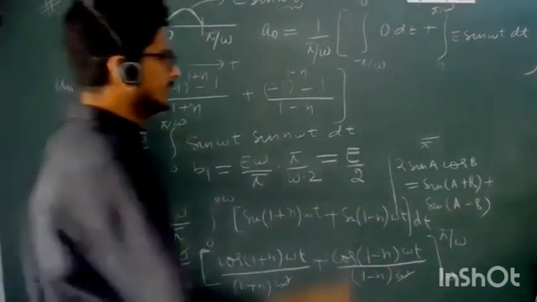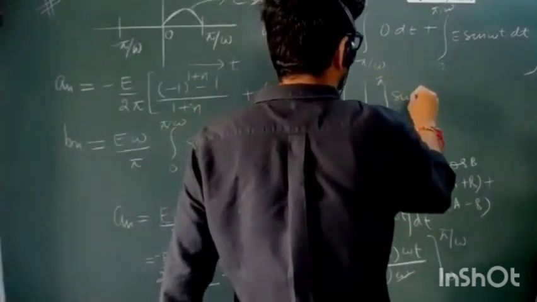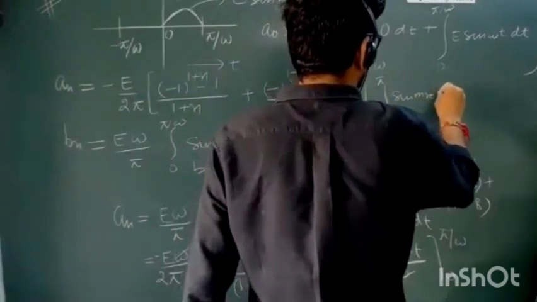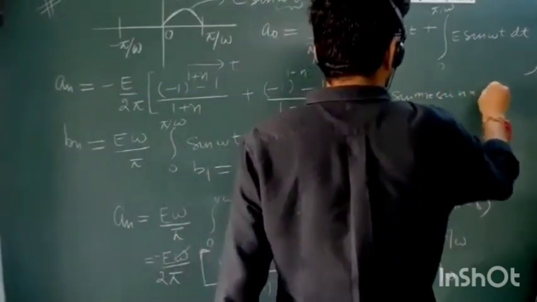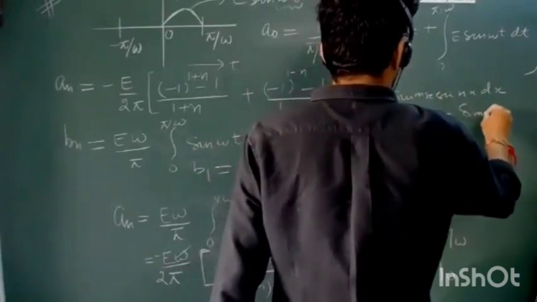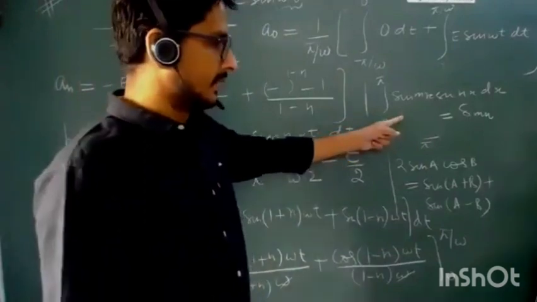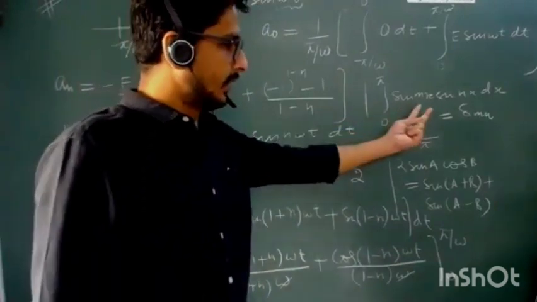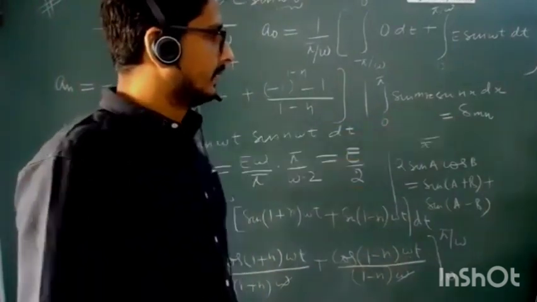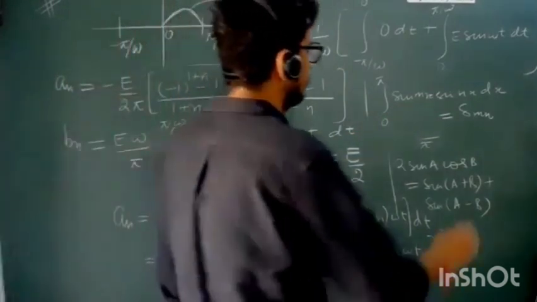So those formulas that you should know: integral from 0 to pi of sine mx sine nx dx is equal to Kronecker delta mn. Correct? That when they are equal, then you will have values.